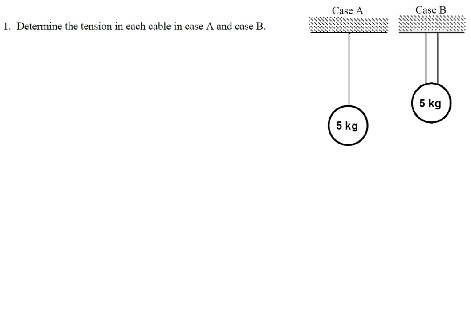All right, so what we have here are two situations, case A and case B. Case A, right here, has a 5 kilogram mass attached to a string to the ceiling, and case B has a 5 kilogram mass attached to two parallel strings hanging from the ceiling. So let's start with what we know.